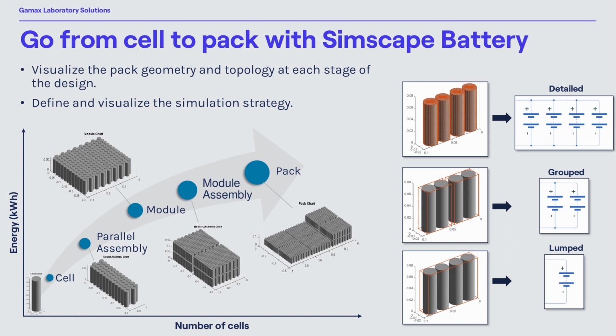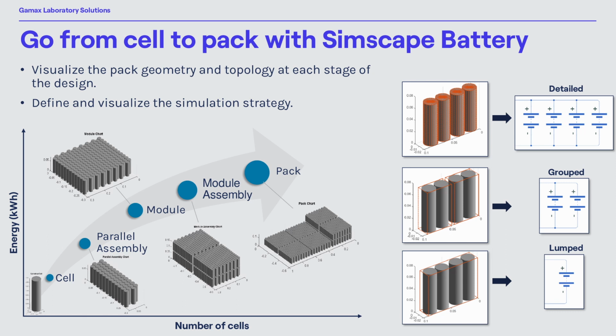So if you need a really detailed simulation, then you can go with the detailed one where each cell represents one element in your model. Or if you want to do more high fidelity models, then you can group cells together. So your grouped cells will represent one element in your model, or you can even simplify your models to a lumped model, and one whole pack can be simplified to one element in your model.